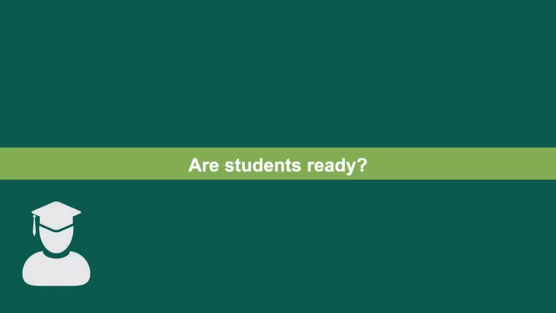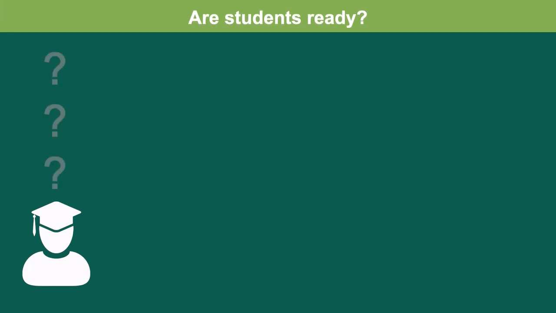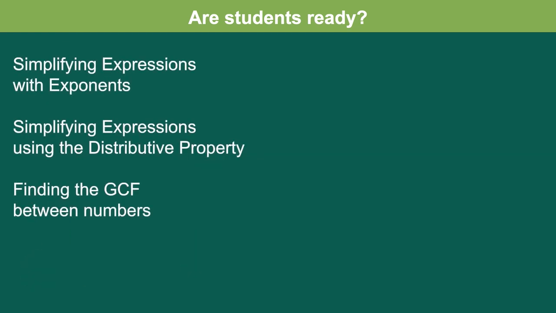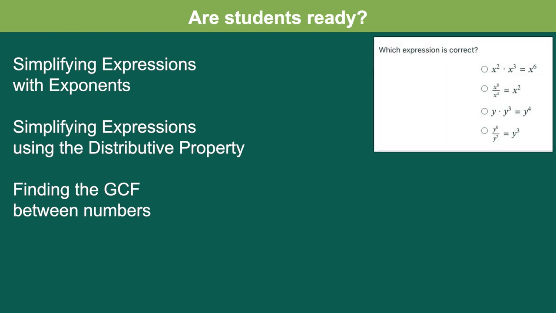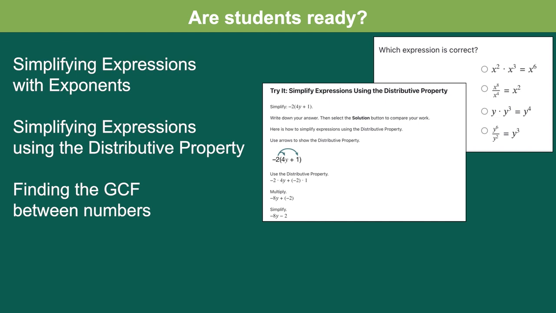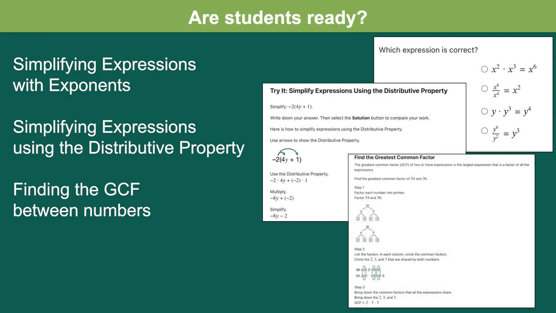Remember, the overview and readiness lesson pre-assesses students' understanding of 3 prerequisites and provides a mini lesson for each skill in which the student fails to demonstrate mastery. For Unit 6, students should have prior knowledge of how to simplify expressions with exponents, use the distributive property of multiplication over addition, and find the greatest common factor between 2 or more numbers.